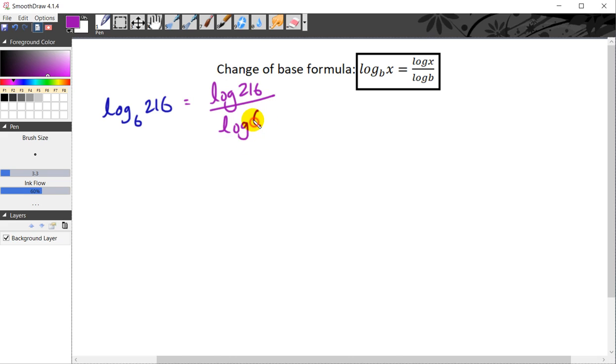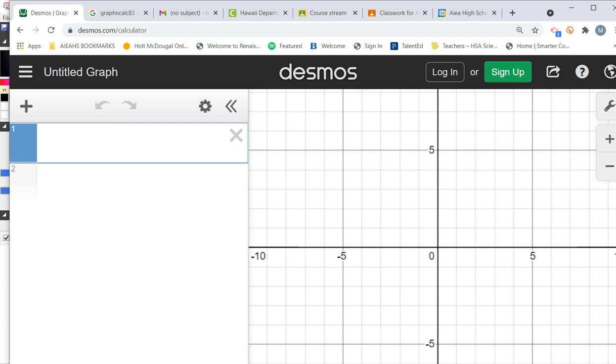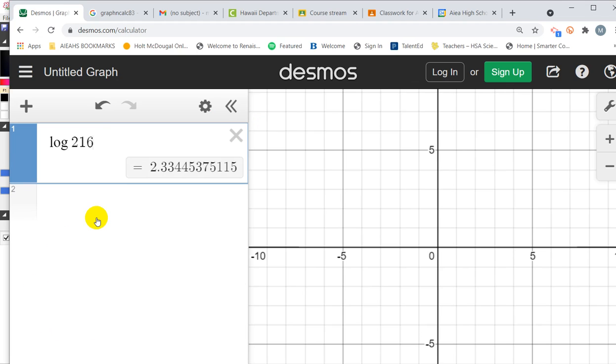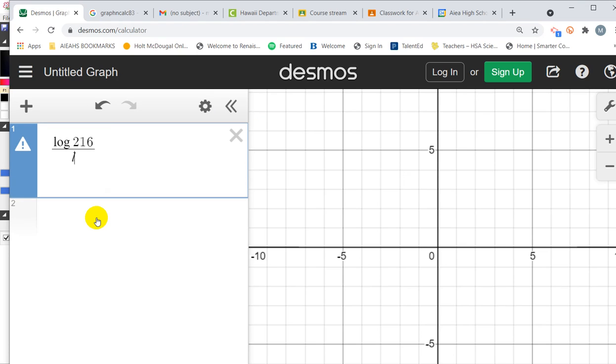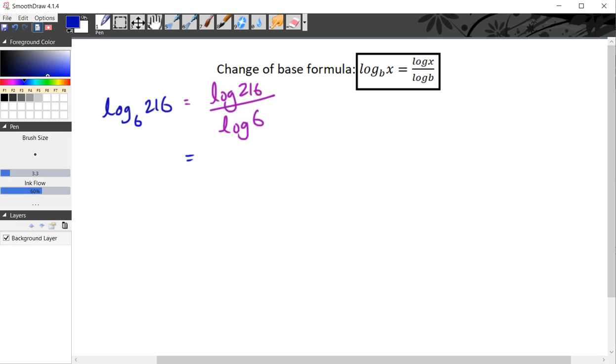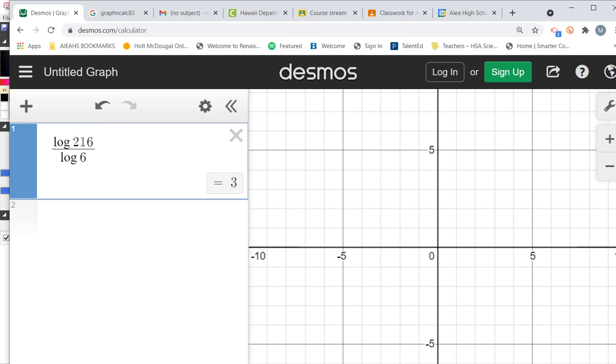If you wanted to rewrite this using the change of base formula, it is log of 216 divided by log of 6. Another way to evaluate this is by using Desmos. You just type in log 216, highlight the whole thing, put the backslash for the division, and then press log 6. Look at that, we get 3. That summarizes what I showed you earlier as well.